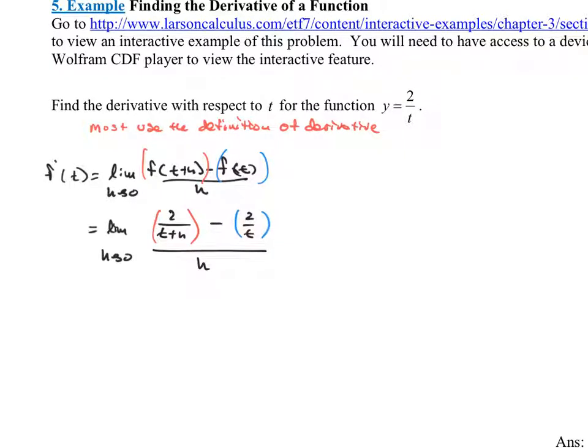Again, let's see, can we just plug in h equals 0 right away? Well, if we plugged in h equals 0 right away, this would be 2 over t minus 2 over t, which would be 0, all over 0. That's the indeterminate form. We did a problem nearly identical to this in the previous chapter when we were evaluating limits. So again, the only new thing is that we're taking the limit as h approaches 0 instead of it being an x, but that's perfectly fine. Hopefully you remember from the previous sections how to do this.